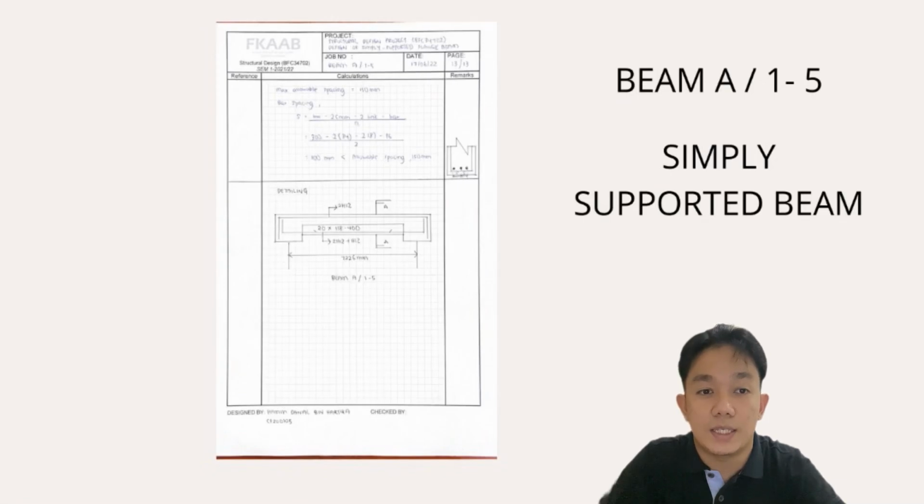So the detailing is we use 2H12 and 20 times H8 400 for the link inside the beam.